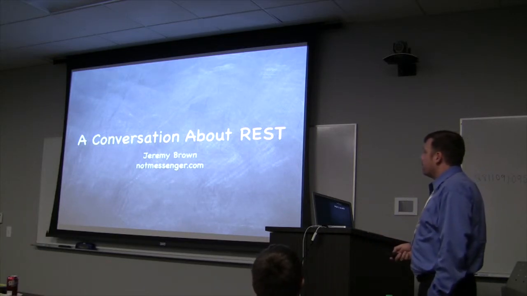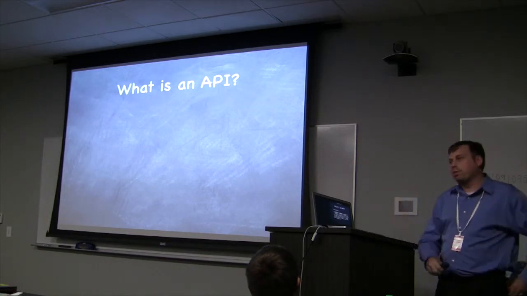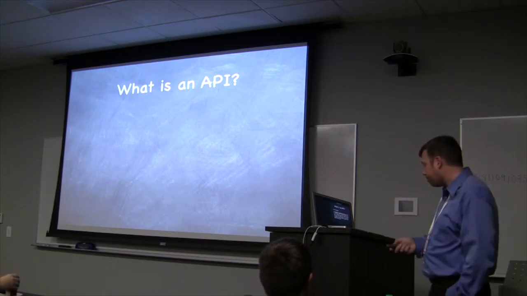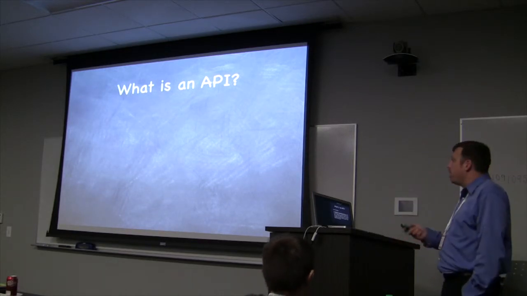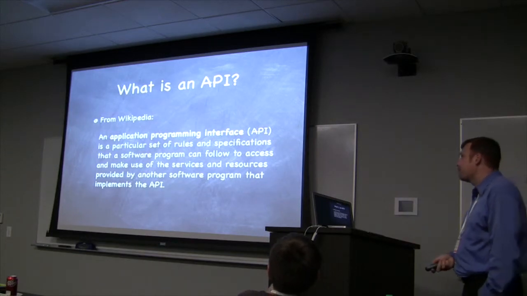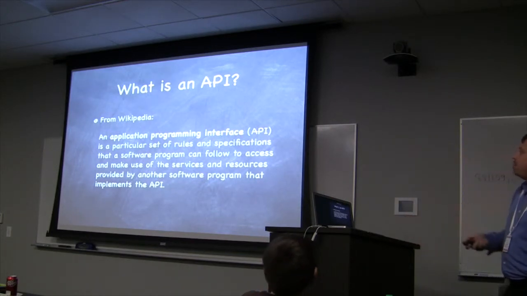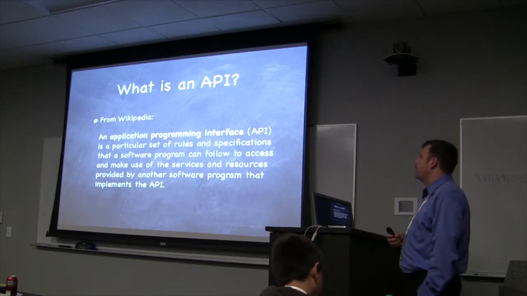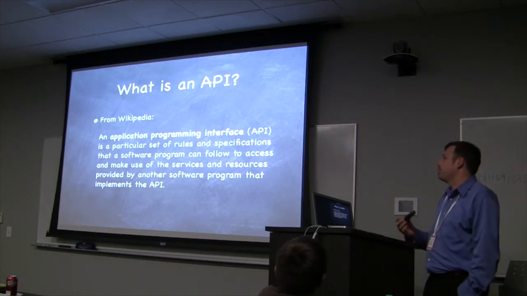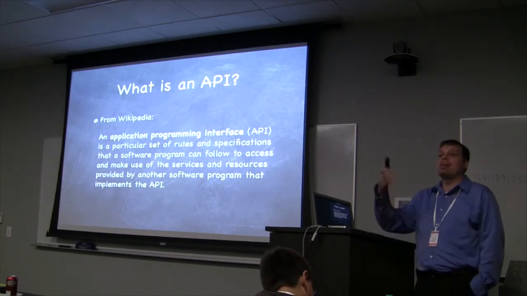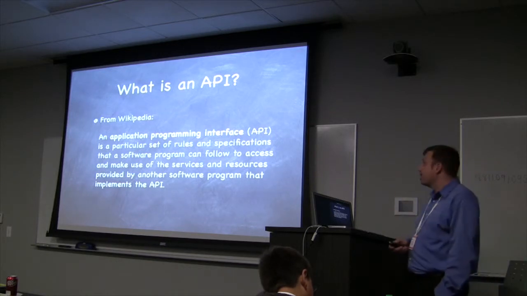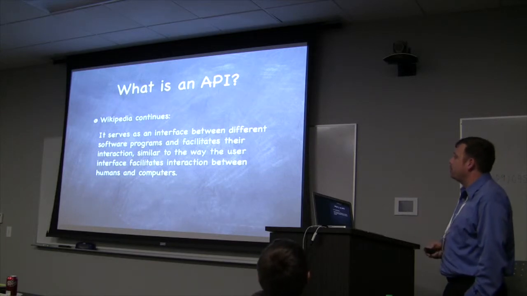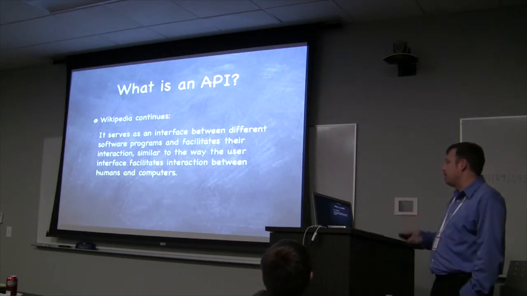Okay, so what is an API? We'll start off right in the very beginning, get everybody up to the same level, the same speed, and then we'll go from there and start talking about REST. So, no great presentation can start without a definition from Wikipedia. An application programming interface is a particular set of rules and specifications that a software program can follow to access and make use of the services and resources provided by another software program that implements the API. I promise I'm not going to read all these slides to you. Wikipedia continues: serves as an interface between different software programs, facilitates their interaction, etc., etc., etc.